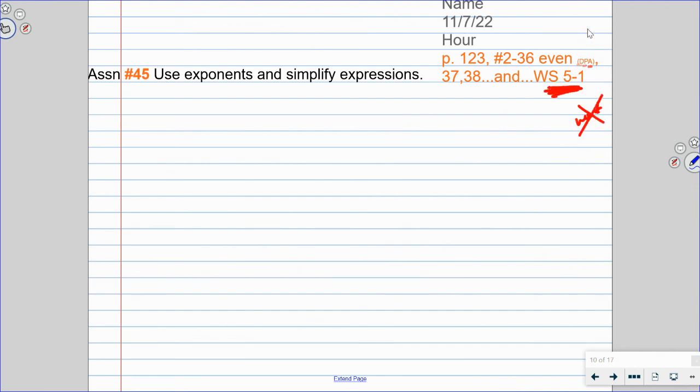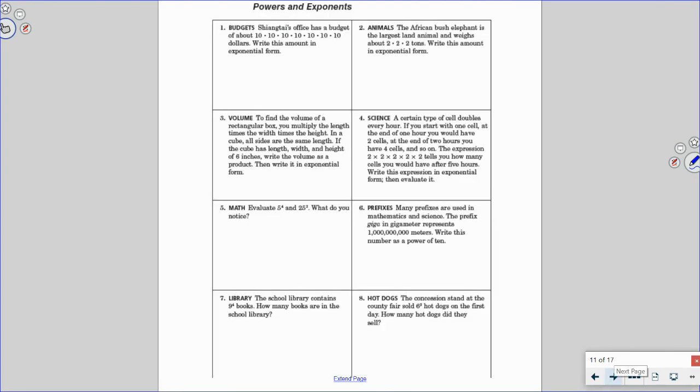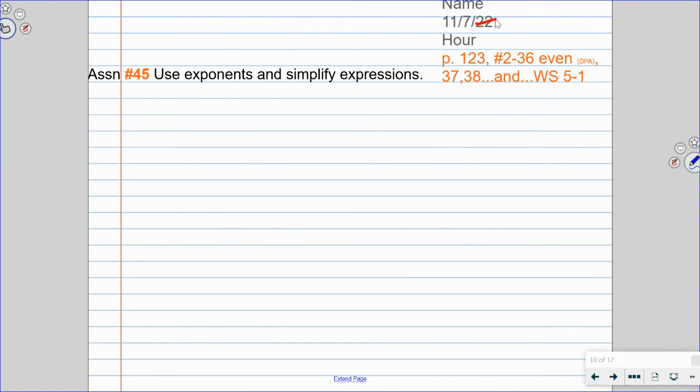You'll also notice that we have a worksheet as well. This is a little snapshot preview of the worksheet. So take care of that worksheet no matter what the day, no matter what the assignment number. Take care of the worksheet, please. Go on to the textbook assignment.